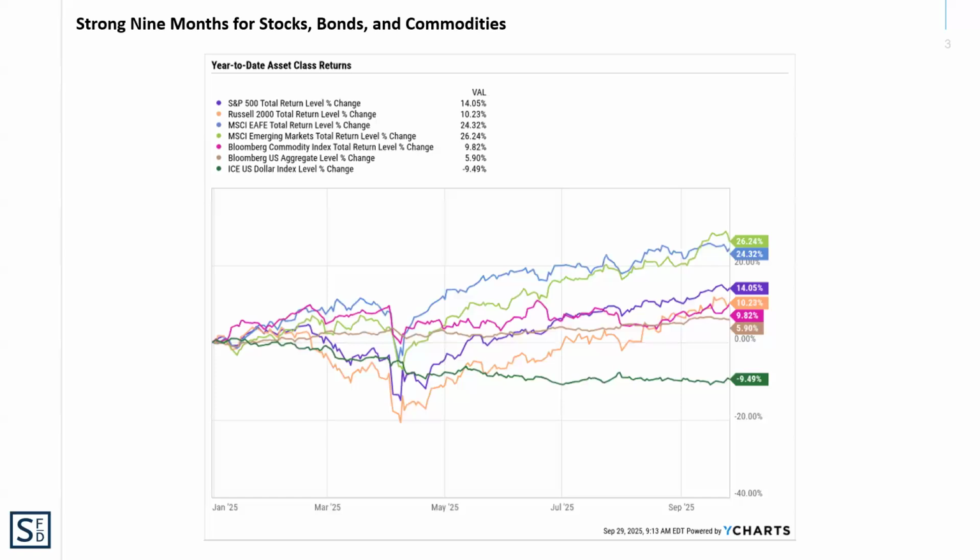And that's what we're showing here when we take a look at asset class returns year to date. You can see that emerging markets and developed international markets are both up about mid 20s% this year. The US has done well. The S&P 500 is up 14%, and small cap stocks are up 10%. So both of those have done well, just not quite as well as the international markets. Now, commodities and bonds have also performed well this year, and the dollar has been weak, and that has supported some of these trends, especially the international strength as well.